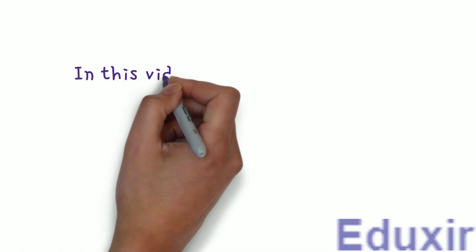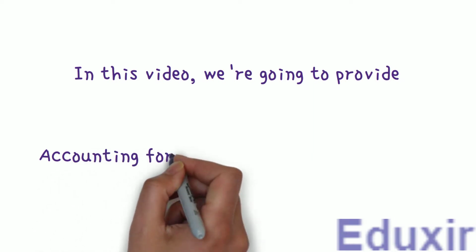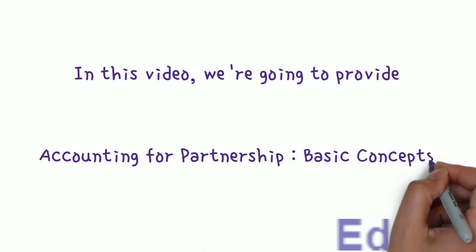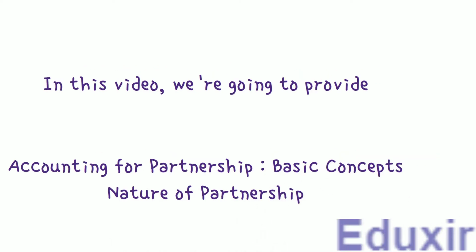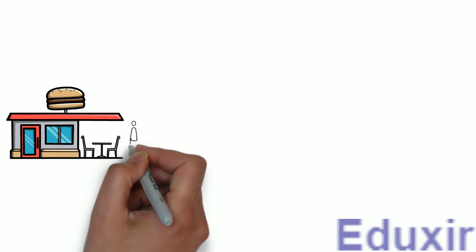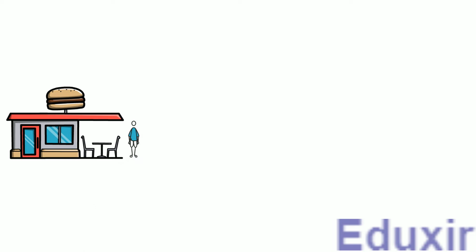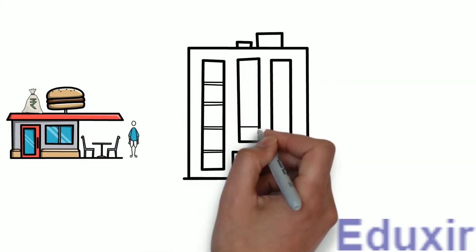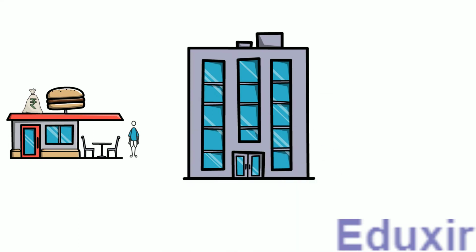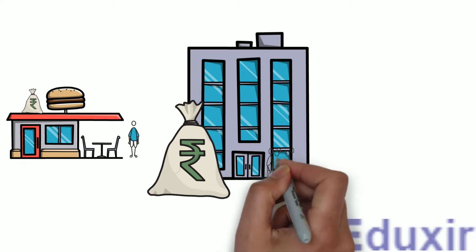In this video, we are going to provide accounting for partnership, basic concepts, nature of partnership. We are already familiar with the concept of sole proprietorship, right? There we have only one person, also called the sole proprietor, who is managing the business. This model works for businesses which are small in size and the required amount of capital is also small. However, if someone wants to start a business that is much bigger, we need more capital, and to manage such a big business, more number of persons are required.